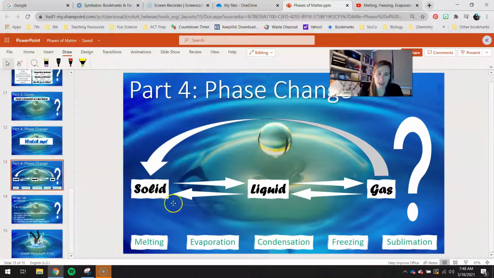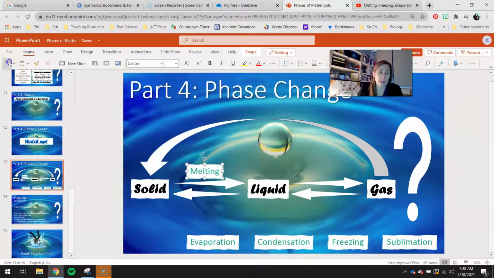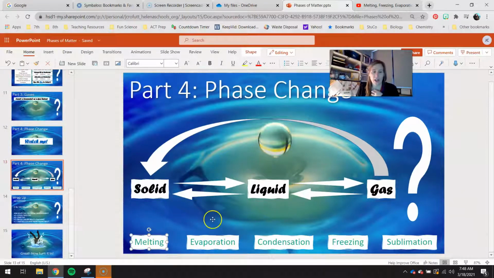So for instance, if we have a solid and it turns into a liquid, like for instance, an ice cube turns into liquid water, that would be melting. So I would click and drag that and say, all right, a solid turning into a liquid is melting. Okay, you guys are going to place all five of these phase changes in their correct arrows. If you guys are going backwards, make sure you do it below, okay, so I know which one it goes with.